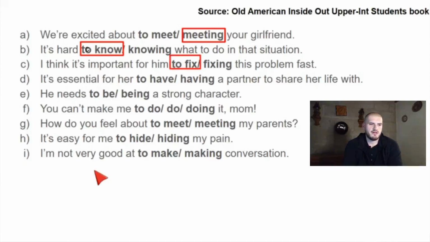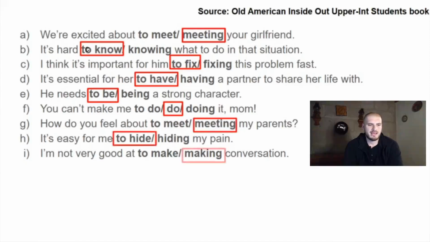It's essential for her to have a partner to share her life with. He needs to be a strong character. You can't make me do, remember, make me do it, Mum. How do you feel about meeting? It's easy for me to hide and I'm not very good at making conversation. So it depends on the adjective structure that comes before, the verb form afterwards, okay? I'm not very good at making conversation. I love to make conversation, right? Everything depends on what comes before.